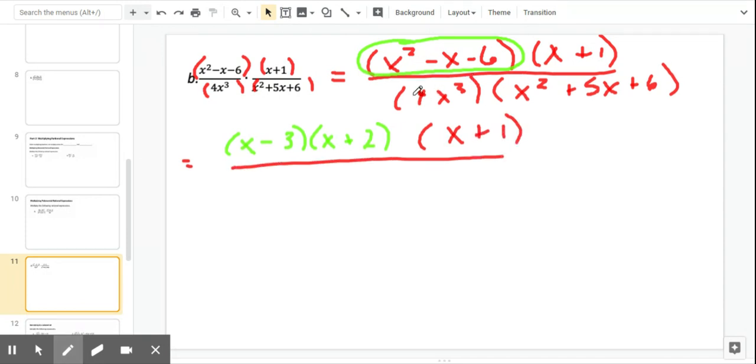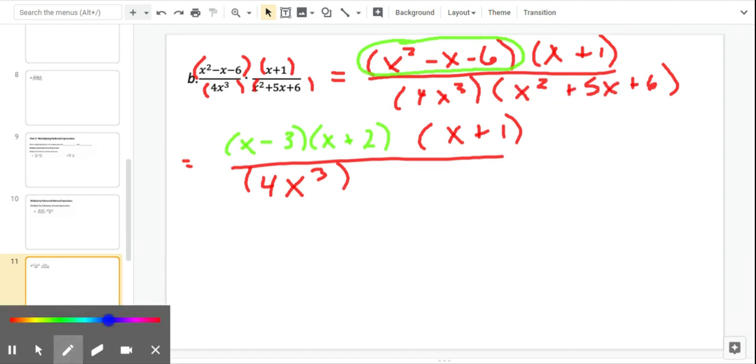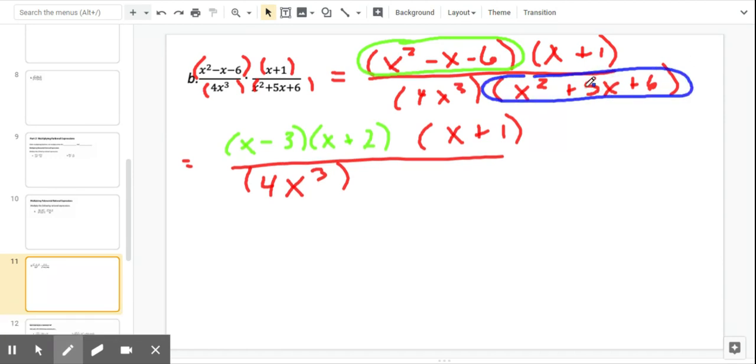Then we've got a 4x cubed. I can't do anything with that either, so I'm actually just going to leave it as is. Put it in parentheses. And then this guy right here, we can factor that. That's a trinomial, so let's factor that. We want to know what adds to 5 that multiplies to 6. X plus 2, x plus 3. 2 plus 3 is 5. 2 times 3 is 6.